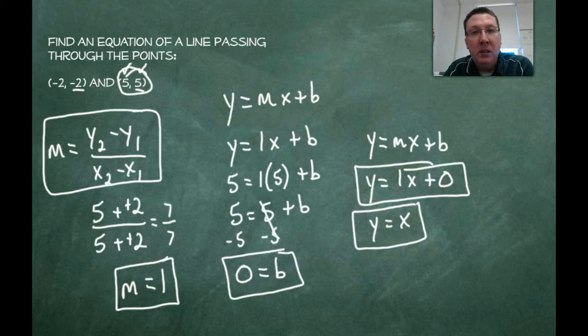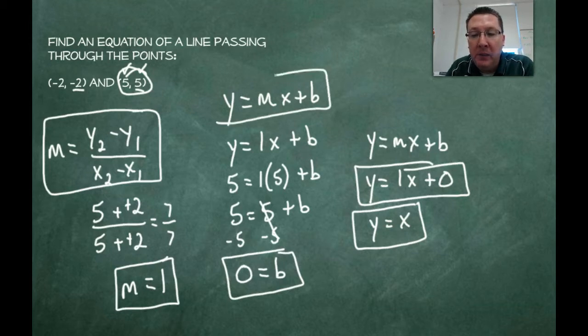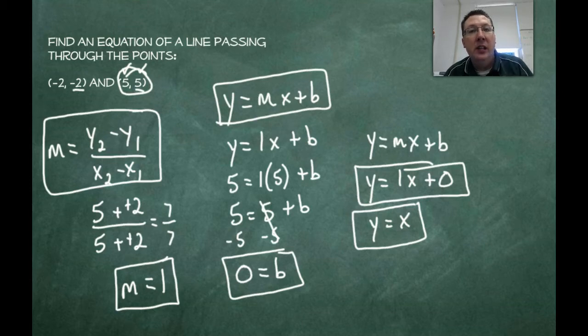You find the m, the slope, plug that into the equation, y equals mx plus b. Then take one of the ordered pairs, plug it into the equation, and solve for b. And then you can rewrite your equation with your new m and your new b, and you're done. Okay? So this is lesson 106, finding an equation of a line passing through 2 points. Good luck.